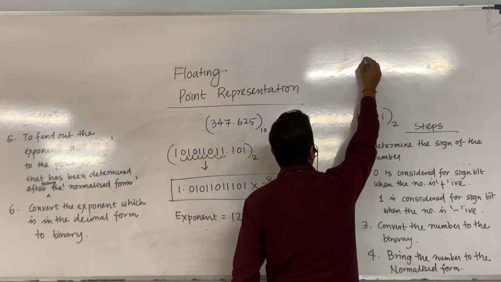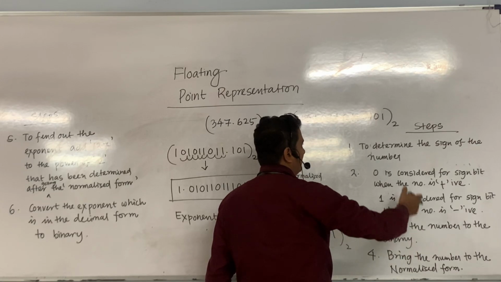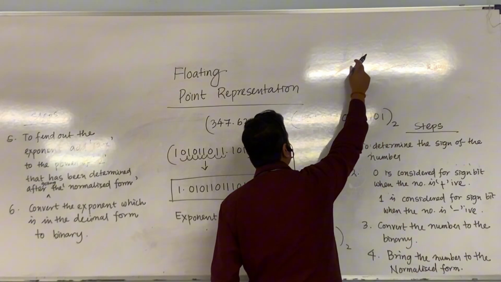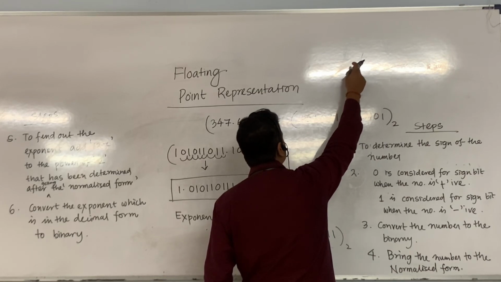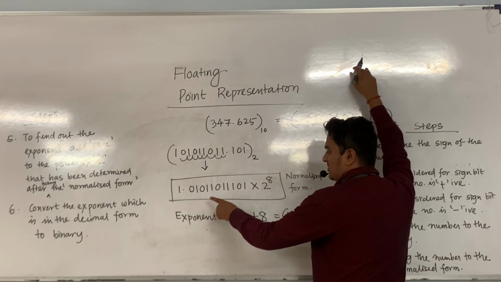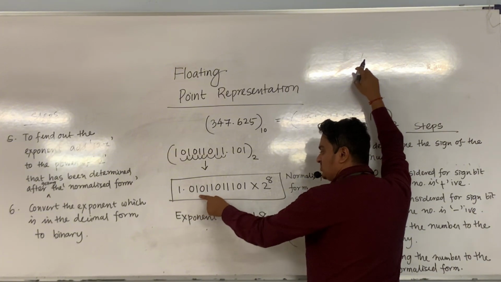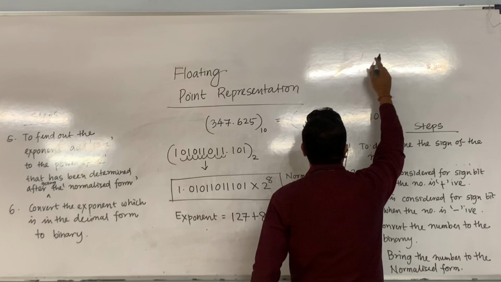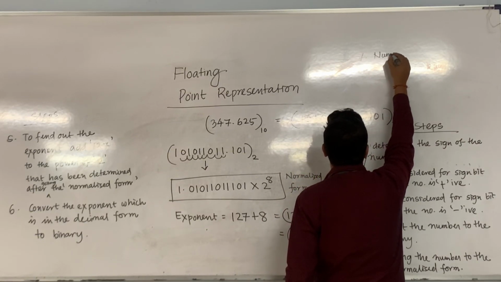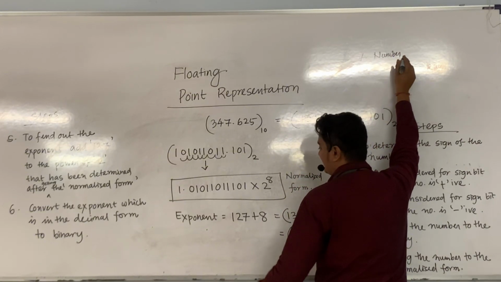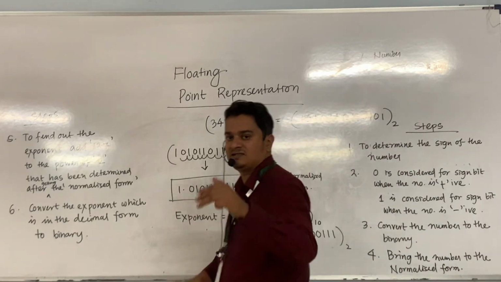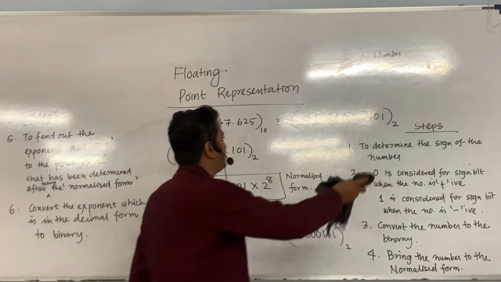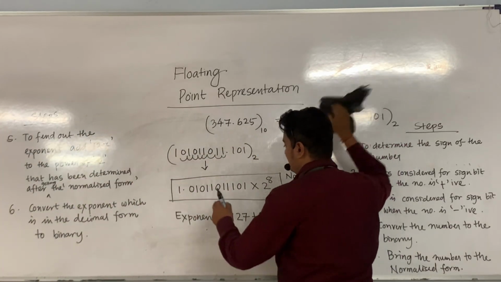I hope you can understand, because at one place I was not able to write, so I am writing step number 7 here. The numbers after the decimal in the normalized form are called the mantissa. Instead of writing the numbers, you can write the binary values of the bits, the string of bits.